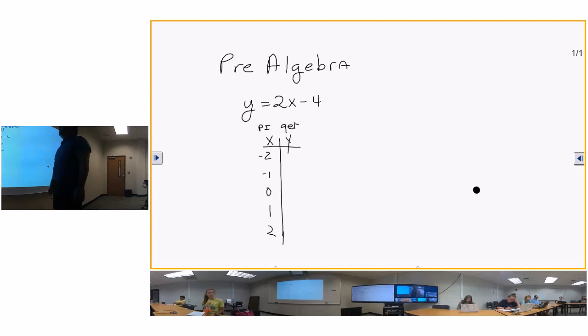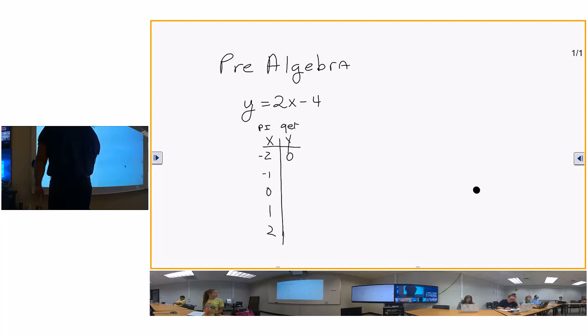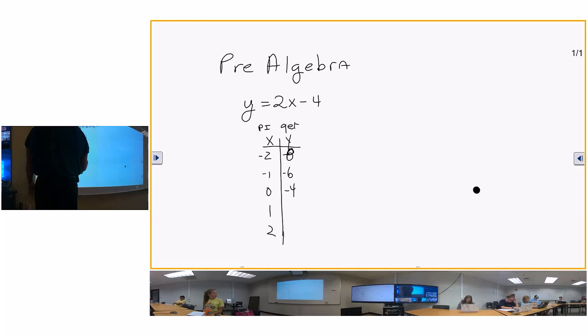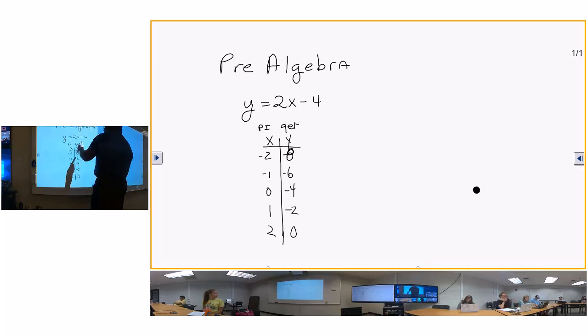So you plug in the numbers. -2 times 2 is -4, minus 4 is negative 8. Negative 1 times 2 is negative 2, minus 4 is negative 6. And 0 minus 4 is negative 4. 1 times 2 is 2, minus 4 is negative 2. And 2 times 2 is 4, minus 4 is 0. So we plugged in x to get what? 5. What if I gave you this?